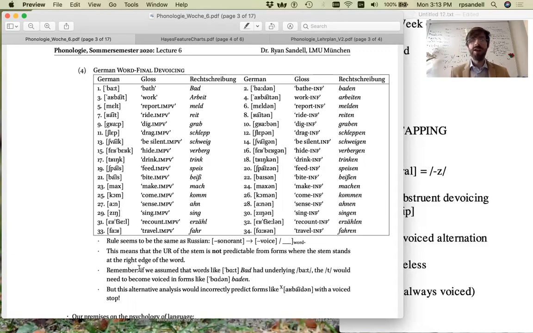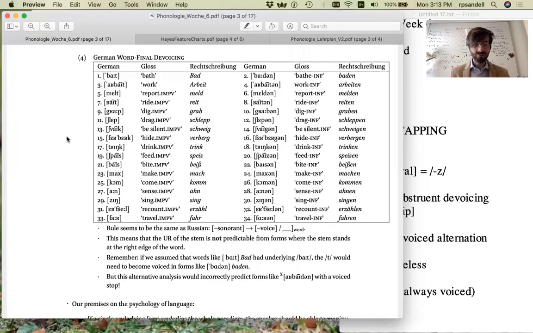So just to keep in mind, if we had assumed that words like Bad had an underlying voiceless T, then we would need a rule to derive the voiced D in forms where there's a suffix with a vowel added. But that analysis, where we would need a rule to cause the voicing of an underlying voiceless form, would of course make incorrect predictions. It would predict that we should have forms like arbeiden with a voiced D instead of voiceless arbeiten word internally between vowels.